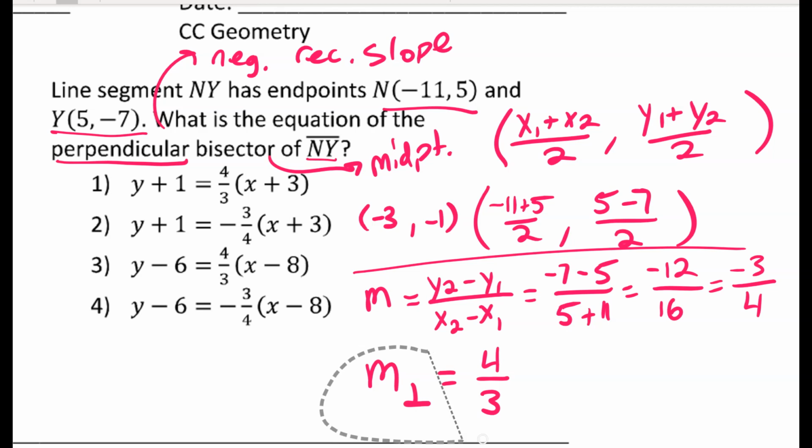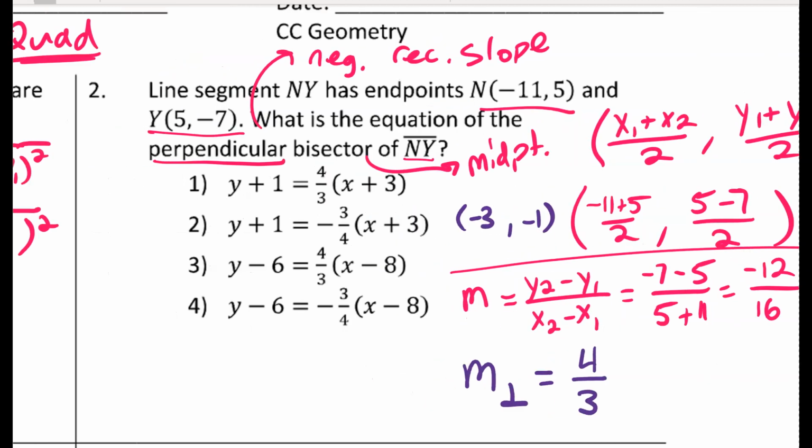So here are the important pieces I need. I found the perpendicular slope, and I found the midpoint of that segment NY. So this line that I'm going to have is going to go through that midpoint, and it's going to have that slope. So I'm going to plug into point slope form of a line, which is y minus y1 equals m times x minus x1. And all these formulas that I'm pulling out here, you're going to need to remember for the midterm.